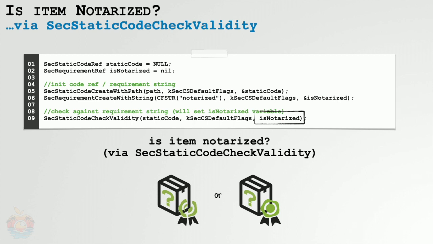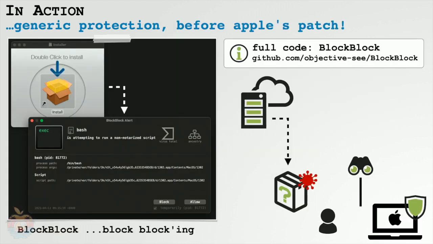Step 3 now, we need to check to see if this has been notarized or not, because obviously if the application has been notarized, we're going to allow it. There are public APIs you can call to check the code signing status of an application or a file, including whether or not it has been notarized. So we make this call, and this returns to us a flag that will be set to yes or no based on the notarization status of the item.